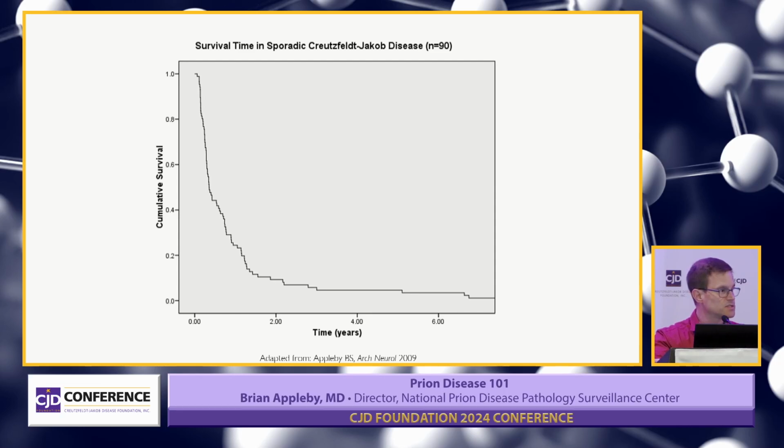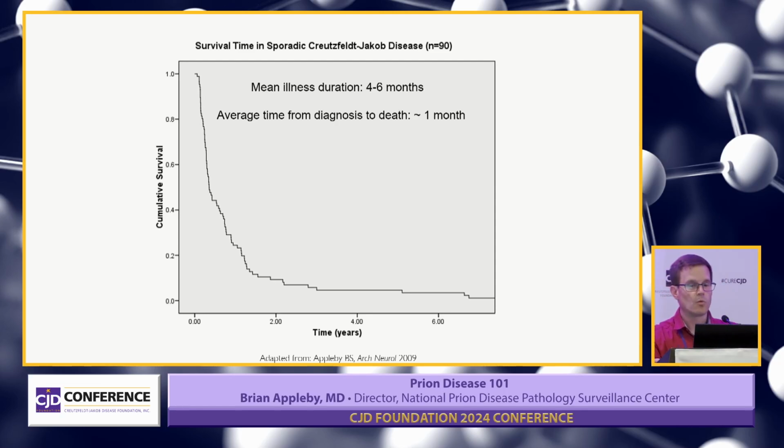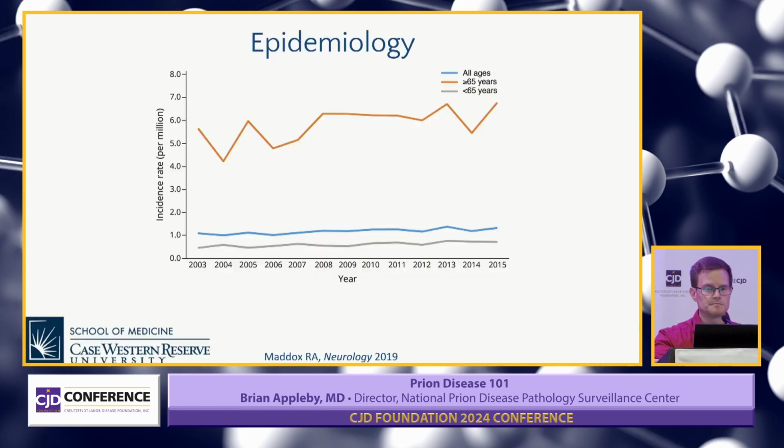So this is basically just an example of people with sporadic CJD. Mean illness duration from symptom onset until someone passes is about 4 to 6 months. Average time from diagnosis to passing is about 1 month. As you can see, though, there's a lot of variability. That curve goes out pretty far, although if you look at the 1-year mark, about 75, 80% of people have passed within 1 year. But we do certainly see people that live longer than that. So a lot of variability, which will be a theme that we'll hear a lot about this weekend.